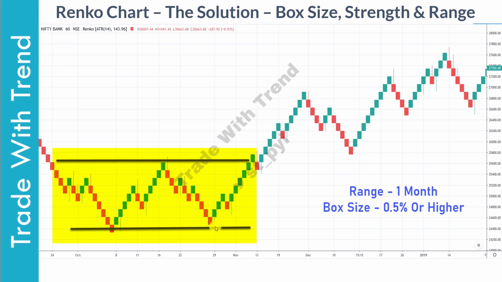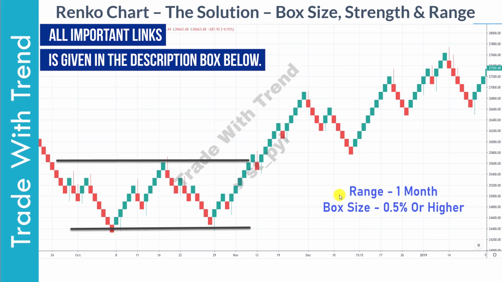Now, range is where you can easily identify support and resistance level, and once price moves out of this range, that is at least a range which is 1 month or greater, and with a box size of 0.5% or higher, you will see on a real-time basis that such support and resistance zones work really well with Renko chart. So essentially, we are taking the same concept of a double top resistance or support or a triple top resistance or support. It is just that we are now defining that within a particular range and a box size.